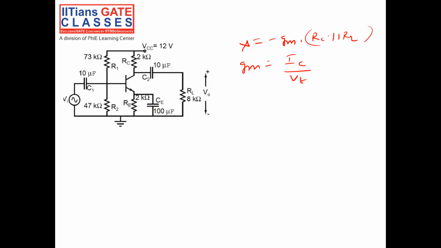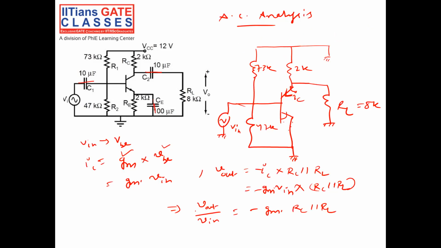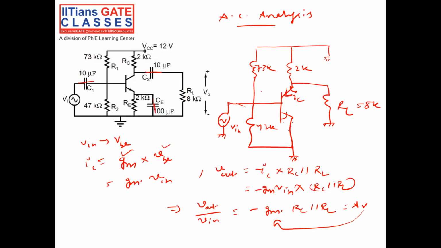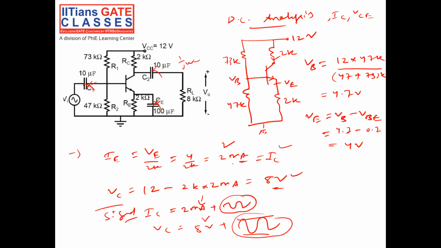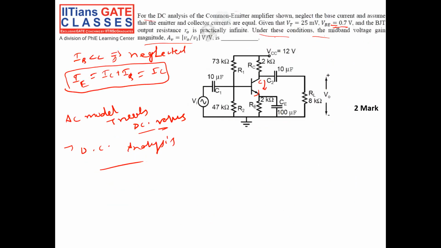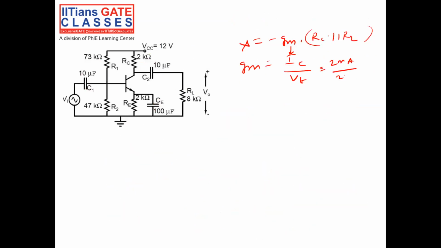In AC gain, this is my gain. The AC gain depends upon my transconductance, and my transconductance Gm depends upon my DC collector current. That's why I have done the DC analysis. The DC collector current is 2 milliampere, and VT is given as 25 millivolt. So Gm is equal to 2 by 25.